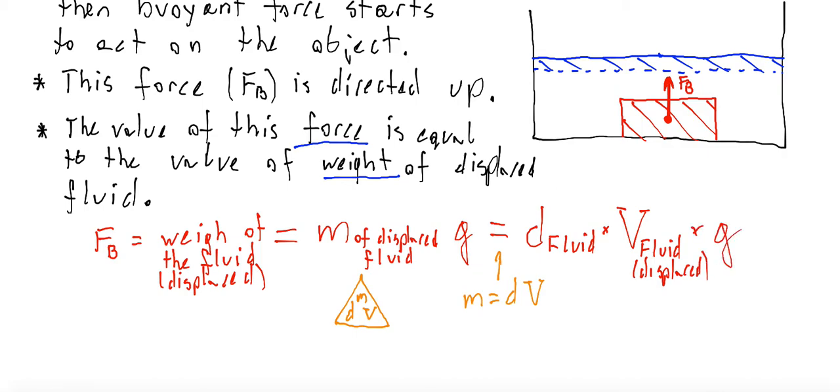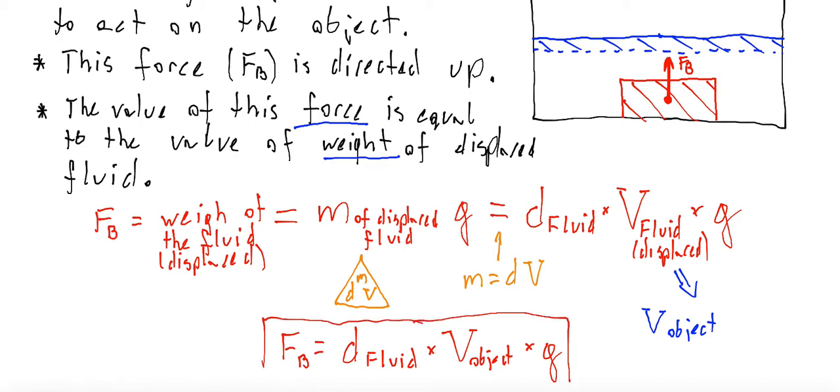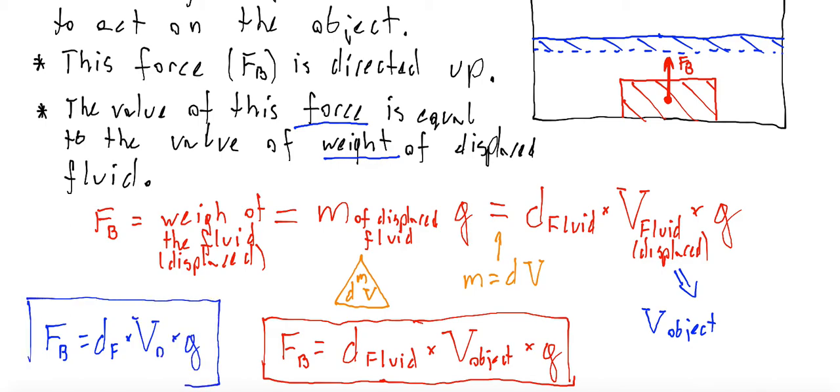times gravitational acceleration. And again, I told you that the volume of displaced fluid is exactly the same as the volume of the object which is immersed. So finally, we can write the expression for buoyant force as the product of density of fluid times volume of the object times gravitational acceleration, or I'm going to use shorts, instead of fluid I'm going to use dF, and instead of object, I'm going to use VO, obtaining the final form that buoyant force is density of fluid times volume of the object times gravitational acceleration, and this is our final equation.